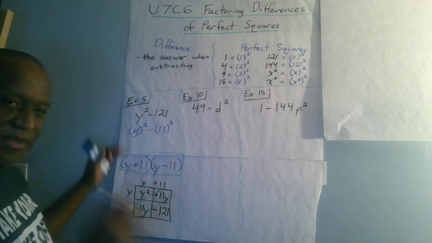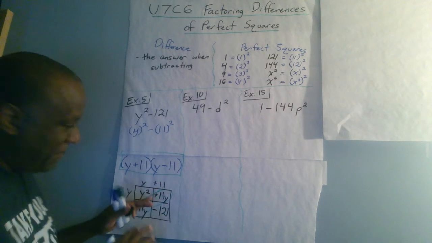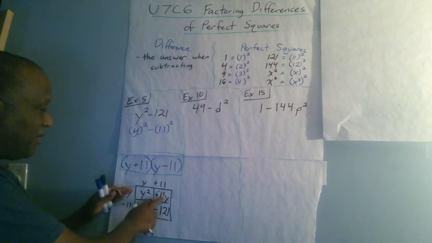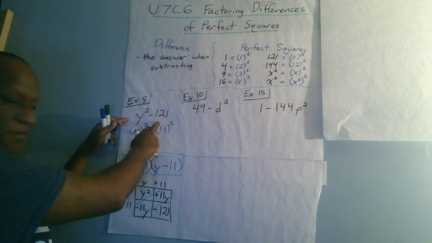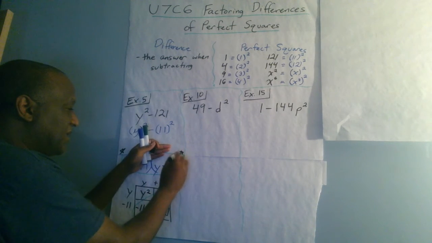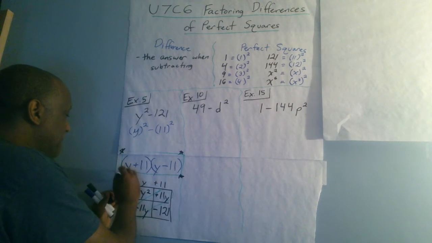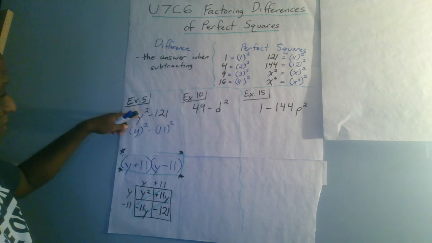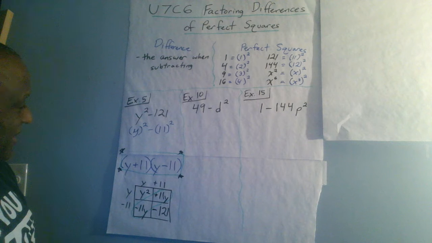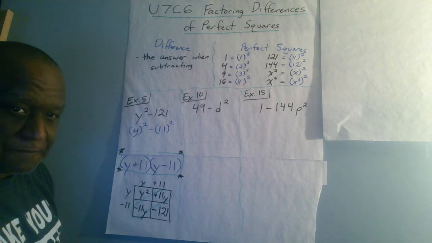That was our check. Keep in mind, though, don't get confused. I know sometimes people want to circle the check. We were just proving that if we multiply these two binomials, we do get our original binomial. Your answer is right here. This is the factored form: y squared minus 121 equals y plus 11 times y minus 11.